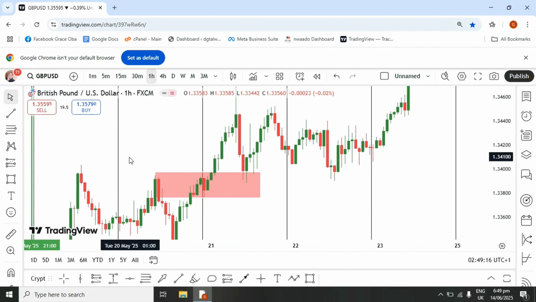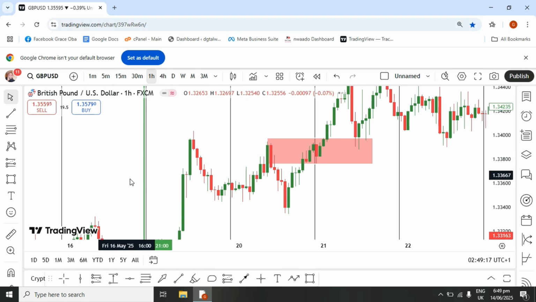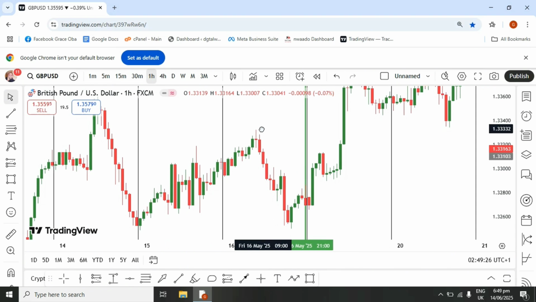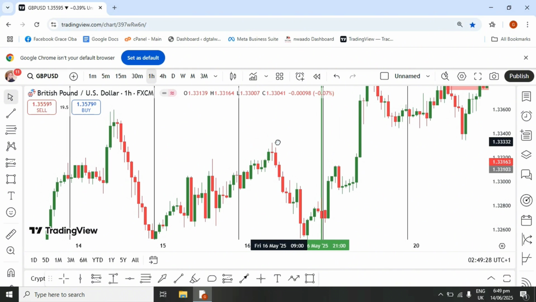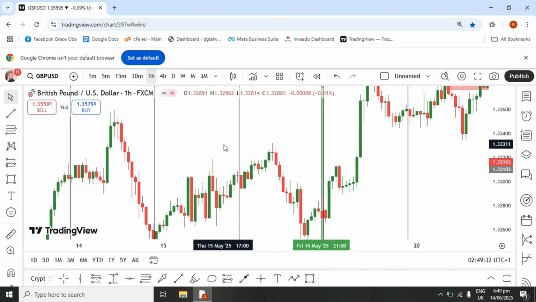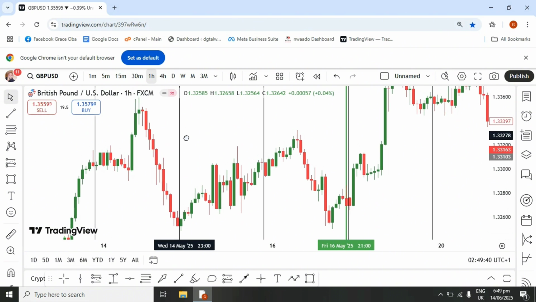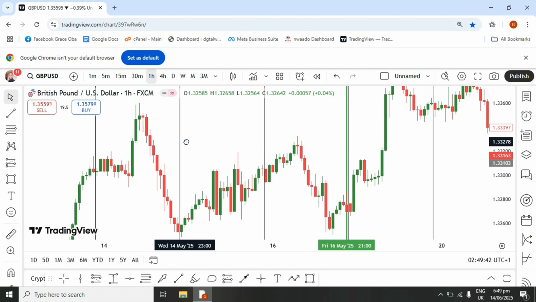Let's continue in the chart to see more examples of breaker blocks. As I'm scrolling, if you're able to identify any, please indicate in the comment section. I don't want to miss any. Okay, this is a downtrend. I think I just saw another one from here.